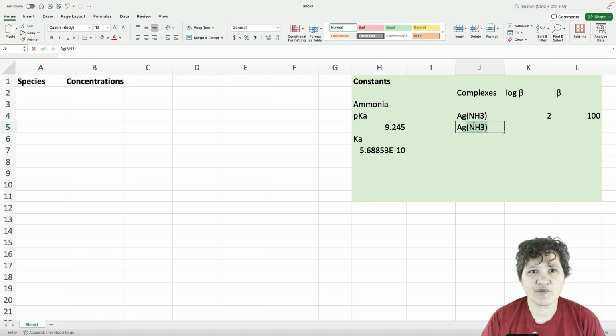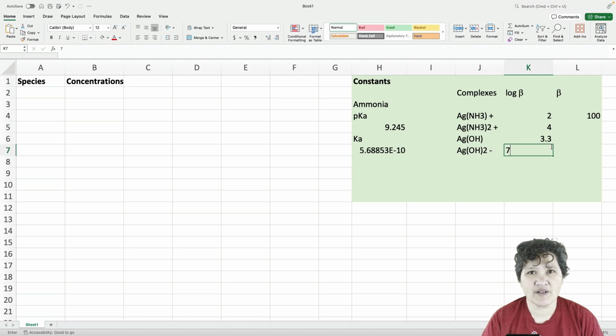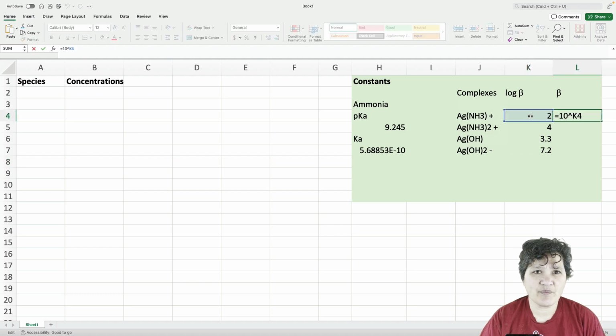Next up, we're going to have silver with 2 ammonias. Oh, I forgot to put the charges here. That's a plus, and that's a plus. The log of beta for this one is 4.0. Next, we have our silver hydroxide. Log of beta for that is 3.3. We have our silver with 2 hydroxides and a -1 charge. Log of beta for that complex is 7.2. You'll notice that I didn't put in a formula for beta for these last 3, and that's because the formula is all the same. As you can see right here, it's 10 to the power of the log of beta.